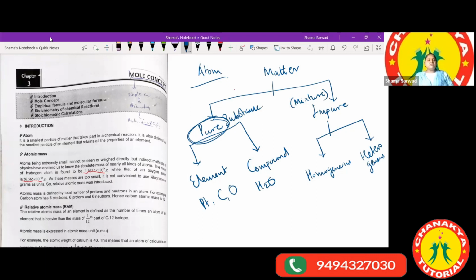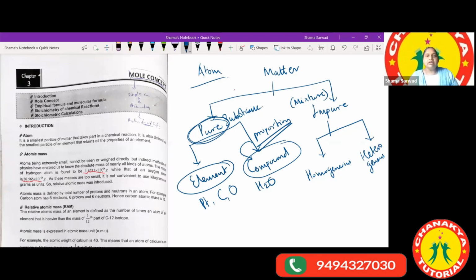So element means what? Element is a same kind of matter. Means all the individual entities present in the substance, if they are identical, then it is called an element. And if it is made by two or more atoms, then it is called a compound, in a fixed definite proportion. A very important thing while forming a compound: the atoms of the different elements combine in a fixed ratio or fixed proportion, then only a compound will form.